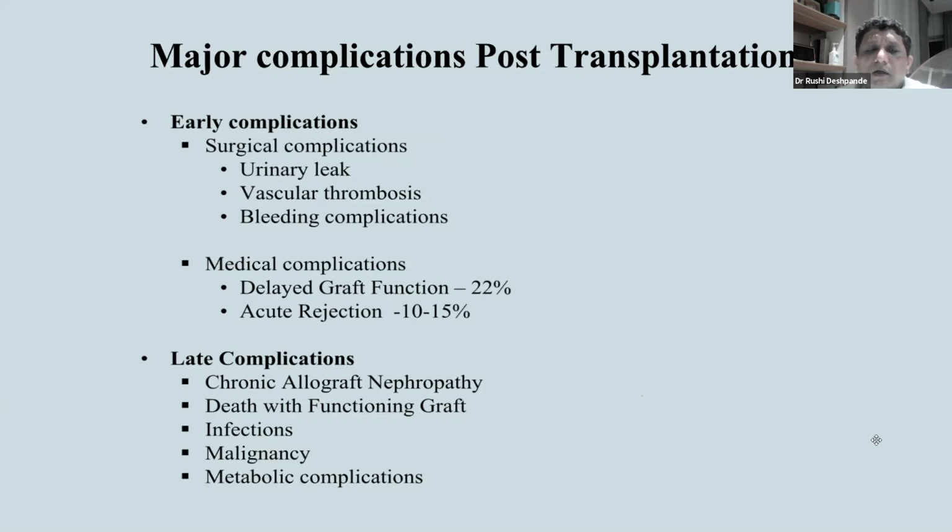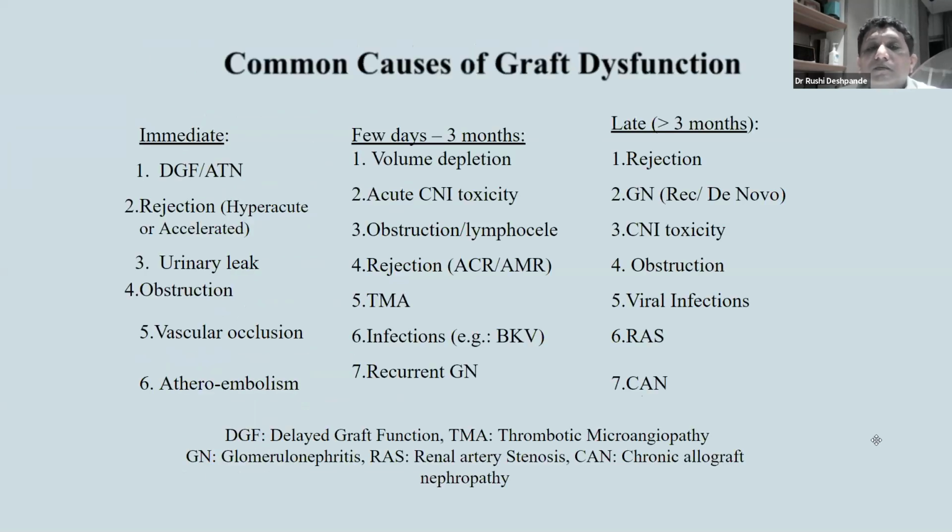Delayed graft function we'll talk about, and acute rejection. These two are important. Late complications that we should know about are basically chronic allograft nephropathy, death with functioning graft, which is very common now. I don't know whether to be happy about it or not, but it is a difficult thing. It's a Hobson's choice. Infections, malignancies, and metabolic complications.